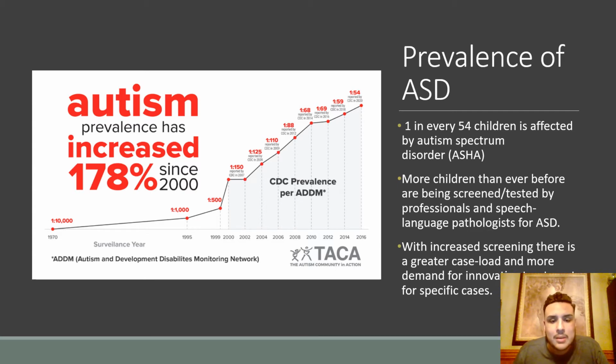In this figure we have autism prevalence has increased 178% since the year 2000. Here we can see this graph gradually goes up, and 1 in every 54 is the final metric. With increased screening, there's a greater caseload now, and more demand for innovation and specific treatment in specific cases is necessary in order to really bridge the gap between autism and therapy.